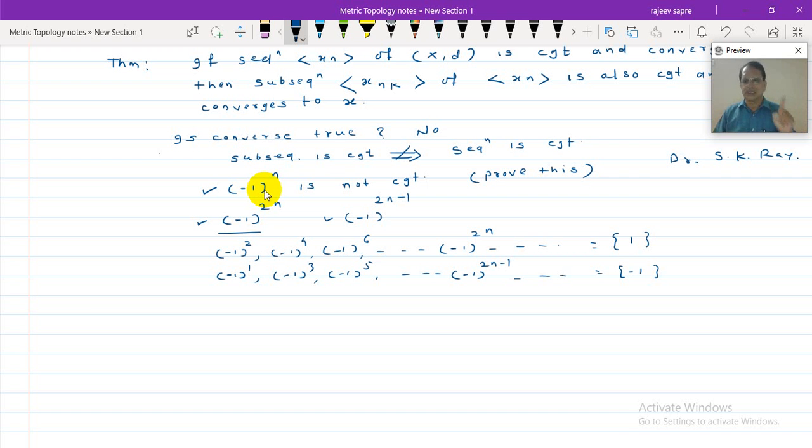Subsequence will converge to the same point where the sequence converges. But when a subsequence is convergent, it is not necessary that the sequence is convergent, and this example is sufficient to prove that. I hope you understand whatever is discussed in this lecture. We will continue in the next lecture. Till then, see what things were discussed in this lecture and try to do those exercises.